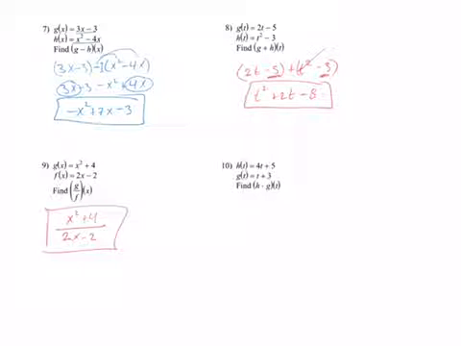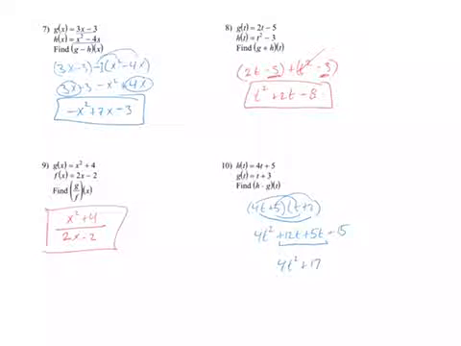And this one says multiply the h function times the g function, so I'm going to say 4t plus 5 times t plus 3. Since I have two binomials, I'm going to FOIL first. It's going to give me 4t squared outer plus 12t inner plus 5t last plus 15. Combining like terms, I'm going to have 4t squared plus 17t plus 15.